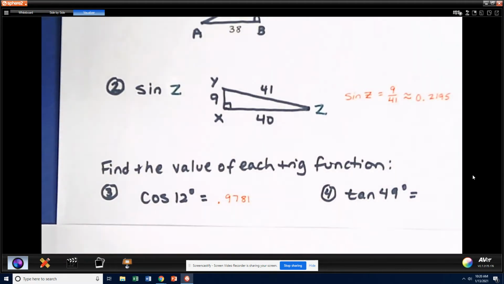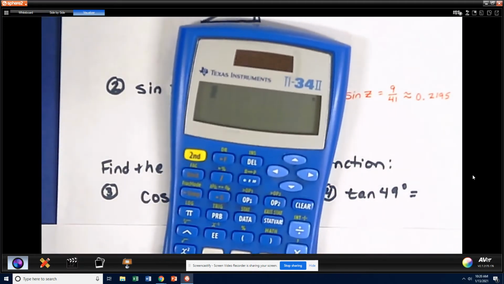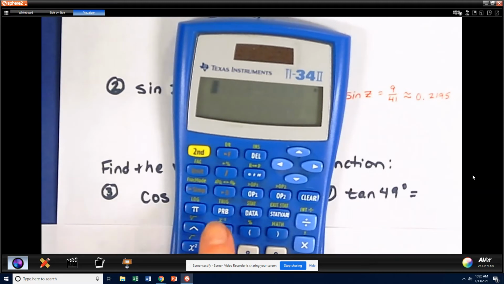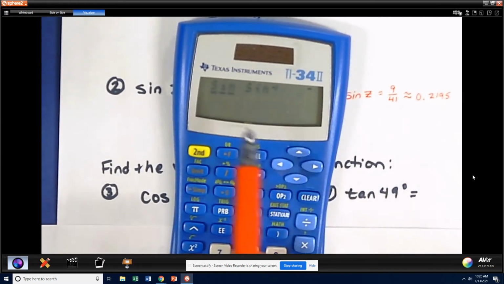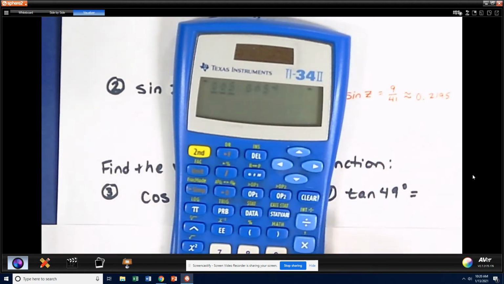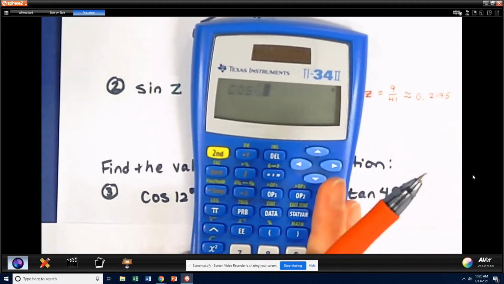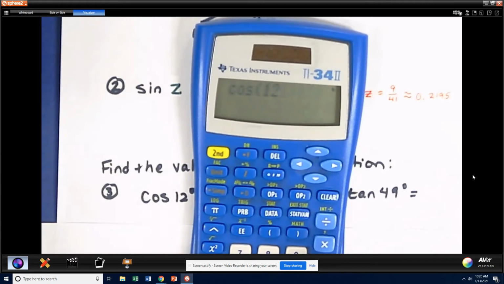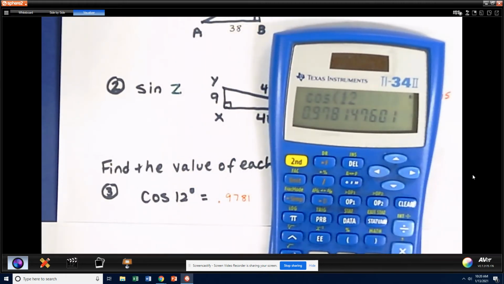I could also do that on the calculator. It's a little bit more difficult with these calculators. If you have one of this kind, you have to notice that the word trig is written in yellow right above the probability button. So you have to do the second function, and then you have to scroll through so that you can find the cosine button. You type that in, and then you would type in the 12, and then you would hit enter, and you get the same answer that I got with the trig table a whole lot faster.